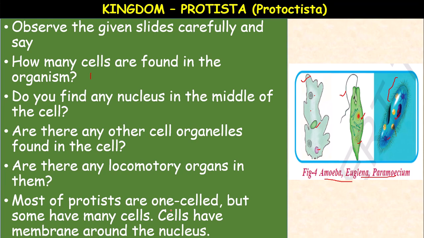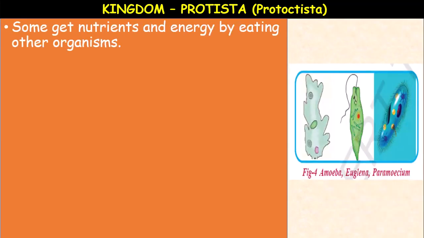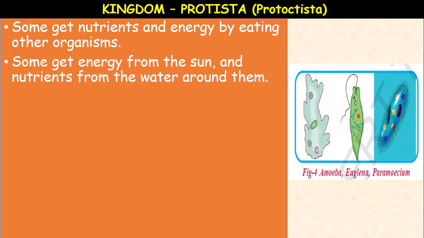Then most of the protists are one-celled. So these three are single-celled, one-celled. But some have many cells. The cells have a membrane-bound nucleus, a well-developed nucleus. That's why they are eukaryotic, unicellular. So more characteristics we will see. What are the characteristics? Some get nutrients and energy by eating other organisms, heterotrophic. And some get energy from the sun and nutrients from the water around them, photosynthetic.